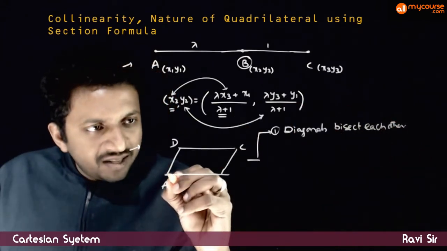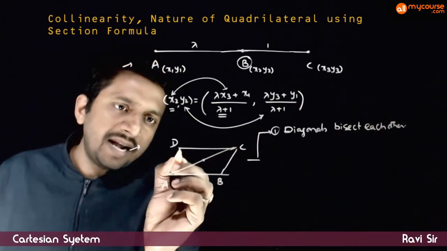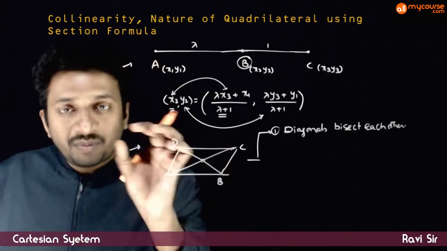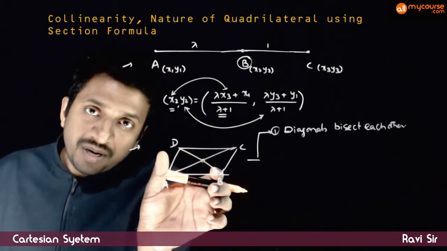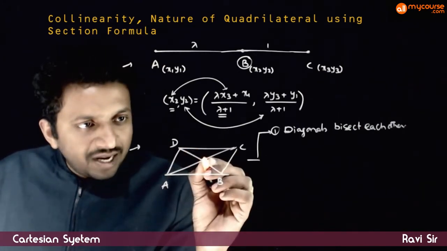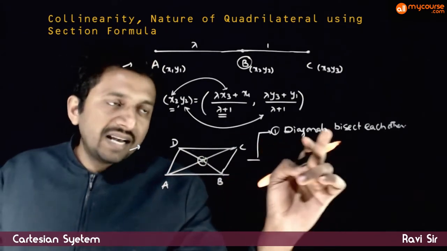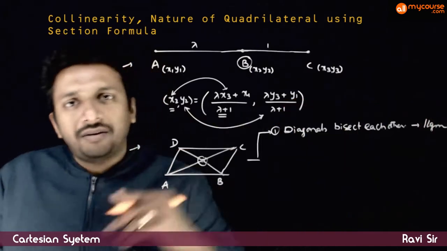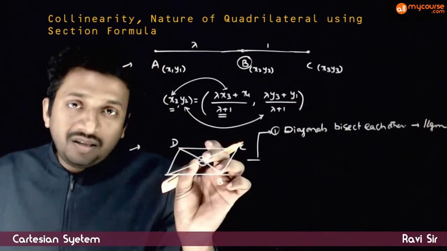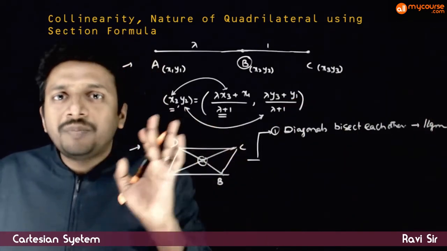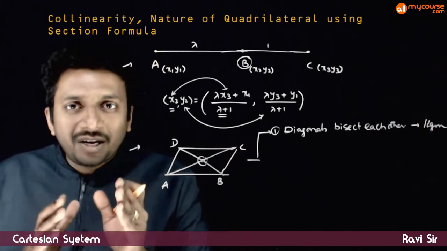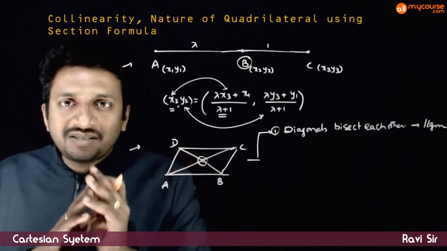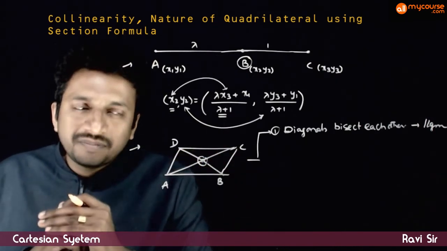that means you find the midpoint of AC and the midpoint of BD. The midpoint of AC from the midpoint formula, the midpoint of BD from the midpoint formula. If you get the same point, if diagonals bisect each other, then it will compulsorily be a parallelogram. If diagonals bisect each other, it will automatically become a parallelogram. You don't need to check anything else. If in a quadrilateral diagonals bisect each other, it certainly becomes a parallelogram.